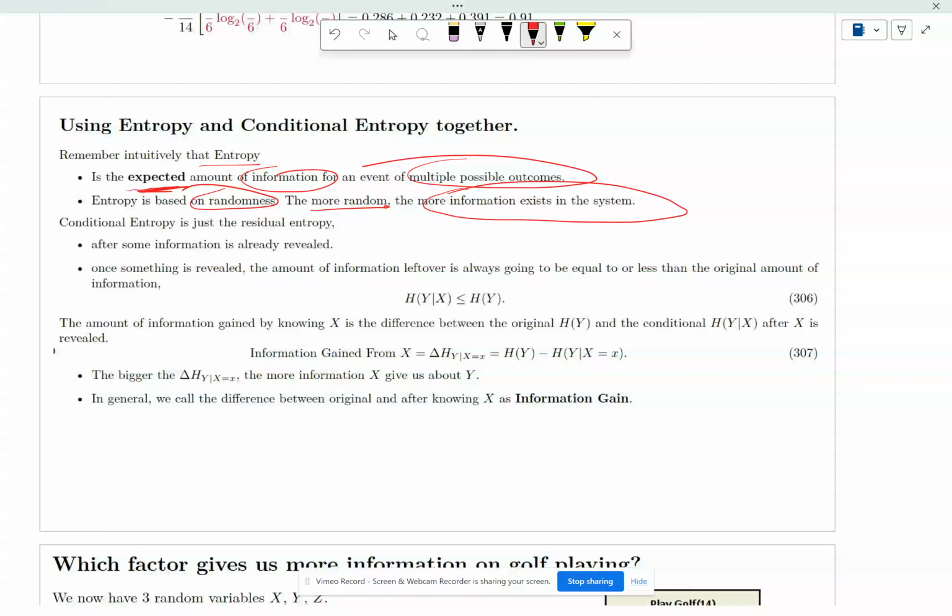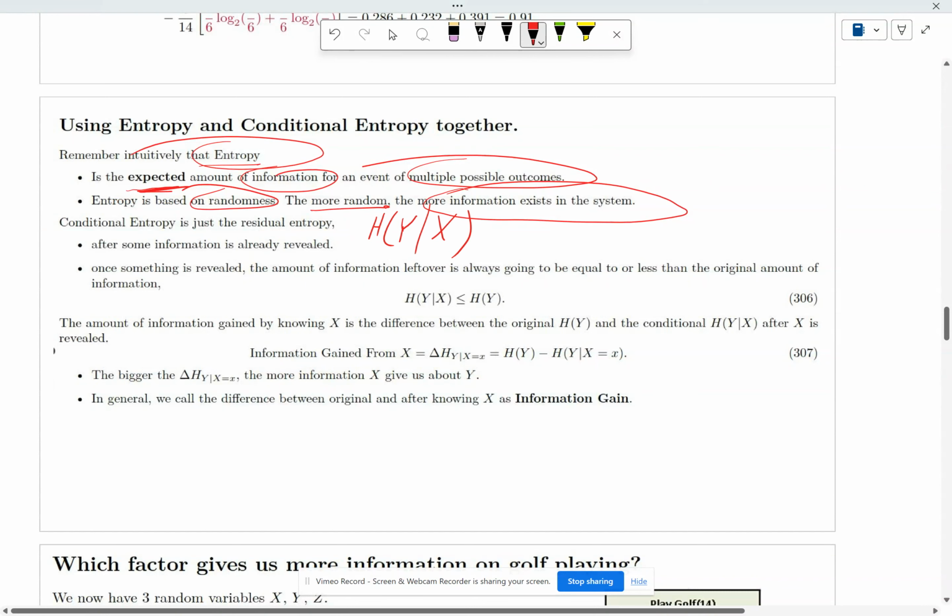So if entropy is like the average information, you can picture conditional entropy as the residual entropy. Conditional entropy is when x is known. Therefore, if more information is known, then less information is left over. That's why we call conditional entropy a residual entropy, after some information has been revealed. Once something is revealed, the amount of information left over is always going to be equal to or less than the original.